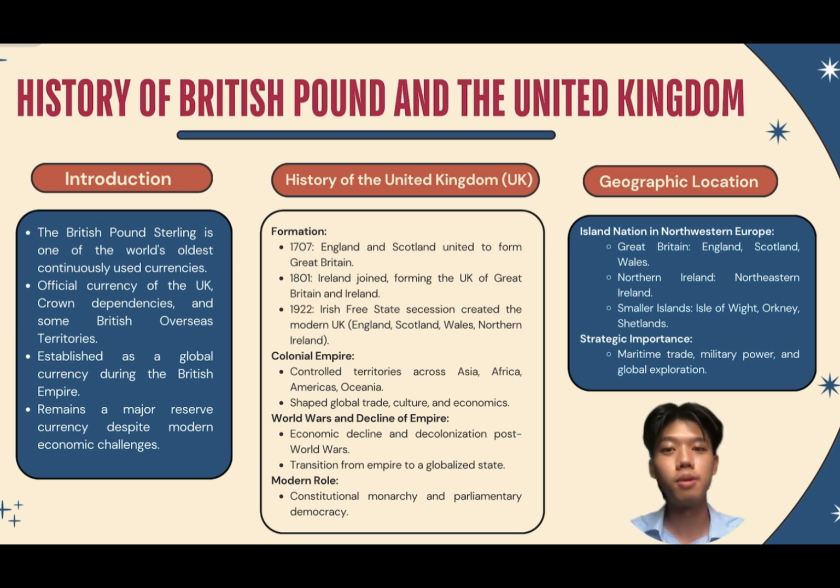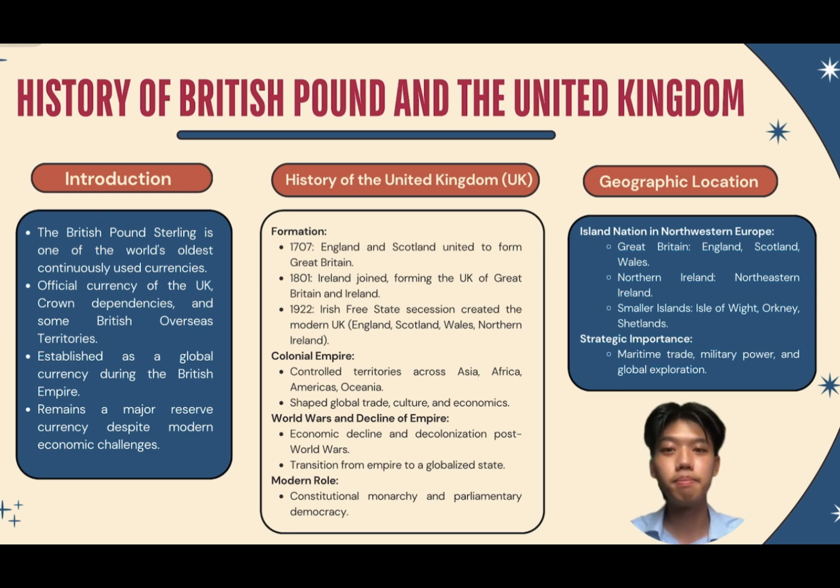The UK was formed through several unions, starting with the 1707 Union of England and Scotland, creating Great Britain. In 1801, Ireland joined to form the United Kingdom of Great Britain and Ireland. However, following the secession of the Irish Free State in 1922, the modern UK was established, consisting of England, Scotland, Wales, and also Northern Ireland.